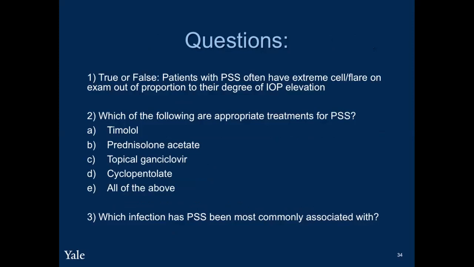So the first question, true or false, patients with Posner-Schlossman syndrome often have extreme cell flare on exam out of proportion to their degree of IOP elevation. 2, which of the following are appropriate treatments for Posner-Schlossman syndrome? A, timolol, B, prednisolone acetate, C, topical ganciclovir, D, cyclopentolate, or E, all of the above. And 3, which infection has Posner-Schlossman syndrome been most commonly associated with?